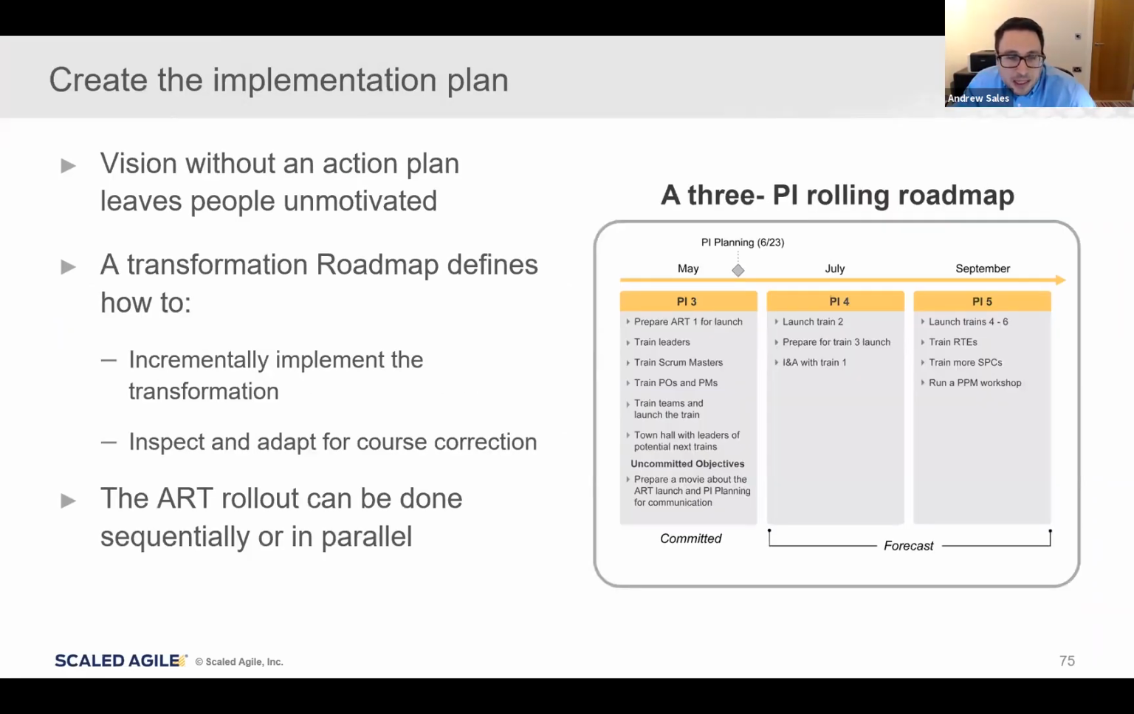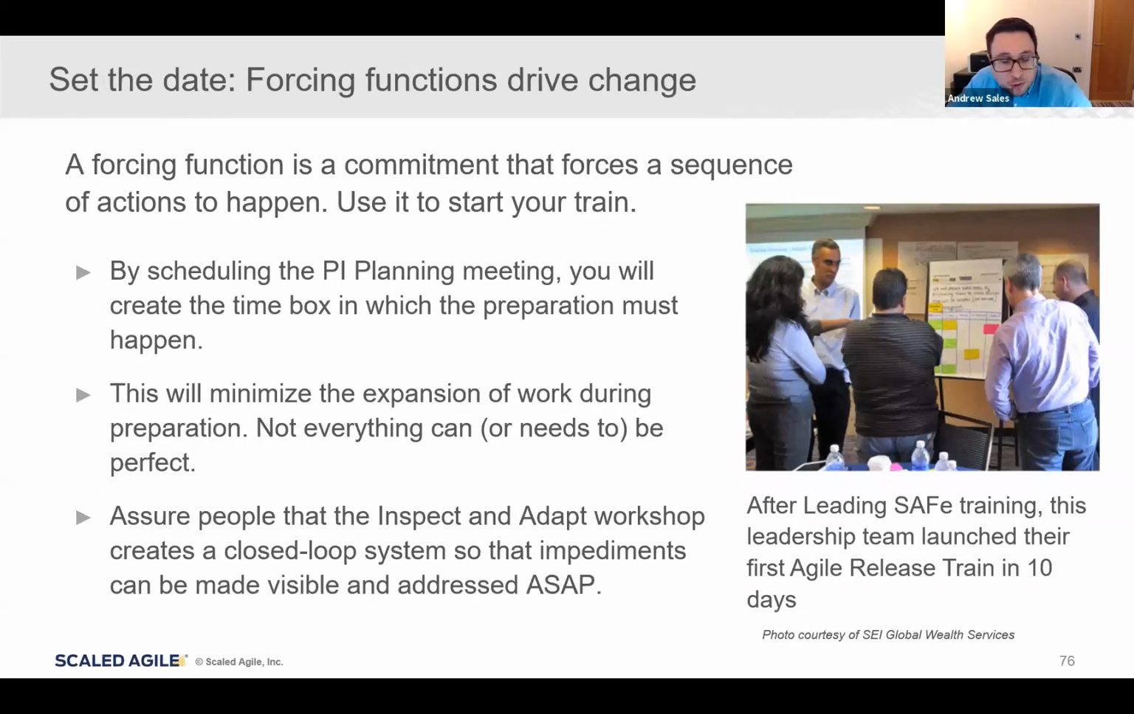Now, probably at this point, you're not going to put the implementation plan together in the workshop. So just describe how many organizations use a rolling wave PI roadmap to help describe what it is we're focusing on now, next, and later in terms of the implementation steps. And of course, the SAFe implementation roadmap gives you lots of good information that you can use to populate this roadmap.